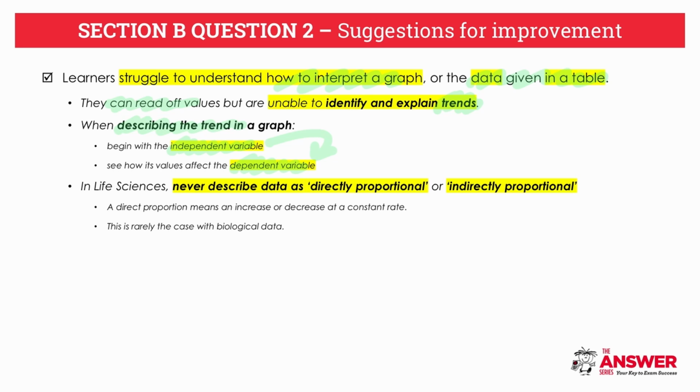And then in life sciences, never describe data as being directly or indirectly proportional. These are not terms that we accept in life sciences papers. The direct proportion means an increase or decrease at a constant rate, and this is rarely the case with biological data. So we really want you to describe the relationship with words. As this one increases, that one decreases, or as this one increases, that one increases as well, etc.